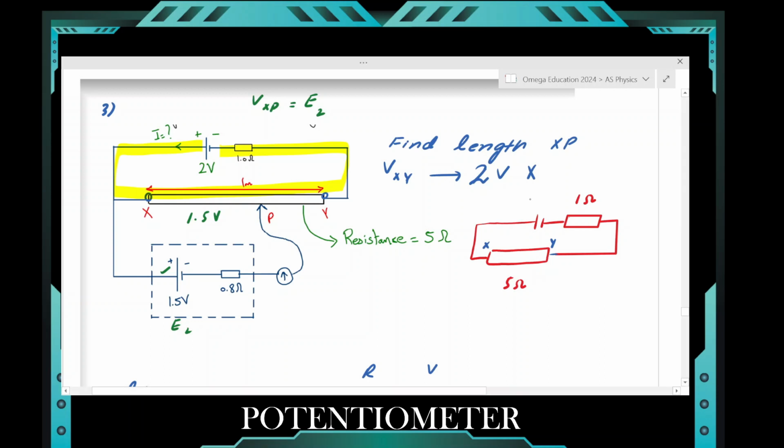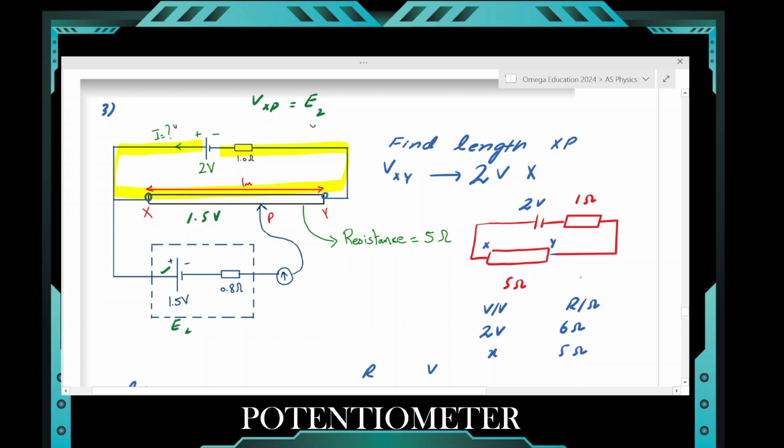So how much voltage would the wire XY be getting? How many volts out of 2 volts would be provided to the wire XY? Cross multiplication. So you will write volts on one side and you write resistance on the other side. So the 2 volts would be collectively provided to 6 ohms. The total voltage would be provided to the total resistance. Then for 5 ohm resistance, how many volts would be provided?